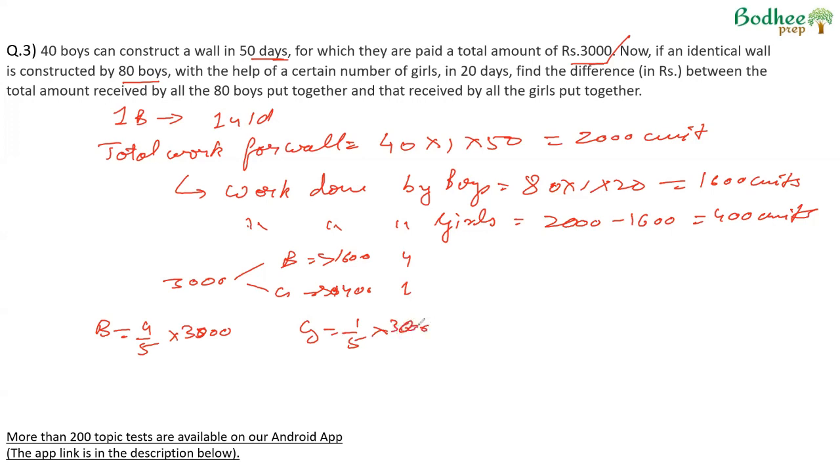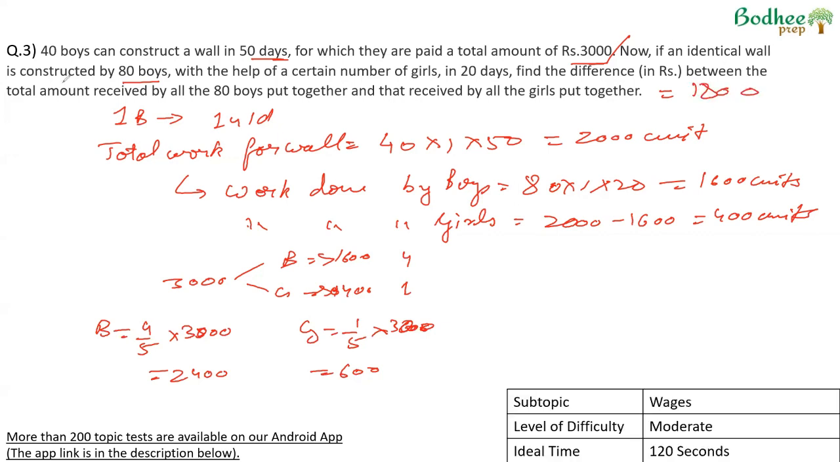This becomes 2,400. This becomes 600. So the absolute difference between the two will be 2,400 minus 600, which is 1800, becomes the answer. Again, I'd say an easy to moderate sort of a question. Just find the total work, and from there, a doable question, should not take more than about 2.5 minutes to solve.